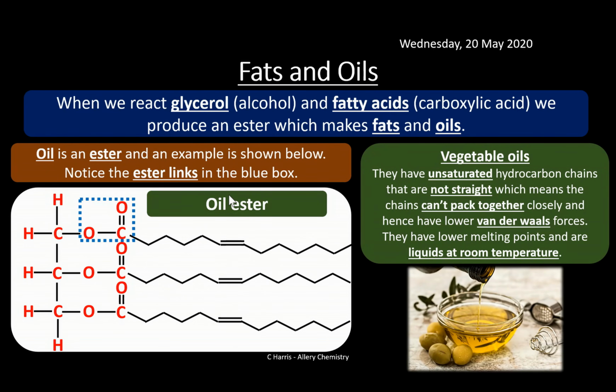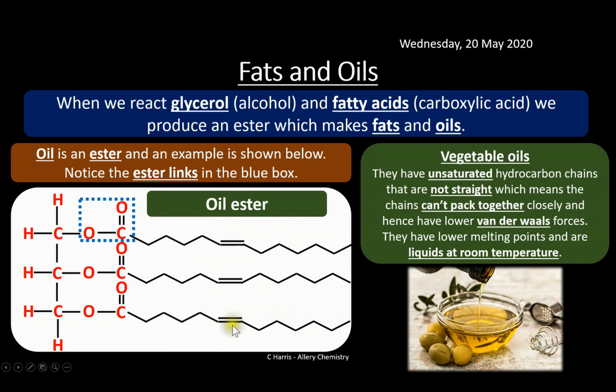Okay, so vegetable oils have unsaturated hydrocarbon chains that are not straight, which means they can't pack together closely, and hence have lower van der Waals forces, and they have lower melting points and are liquids at room temperature. So if you notice here, you've got some of these chains where this double bond is a trans setup, because you've got it down here and then it goes down. Whereas this one is a cis setup. So you can see here, there's your double bond, and it's on the same side. You can see it almost forms this bowl shape here. And this one is a trans setup again. So all these chains can be in cis trans all the way through.